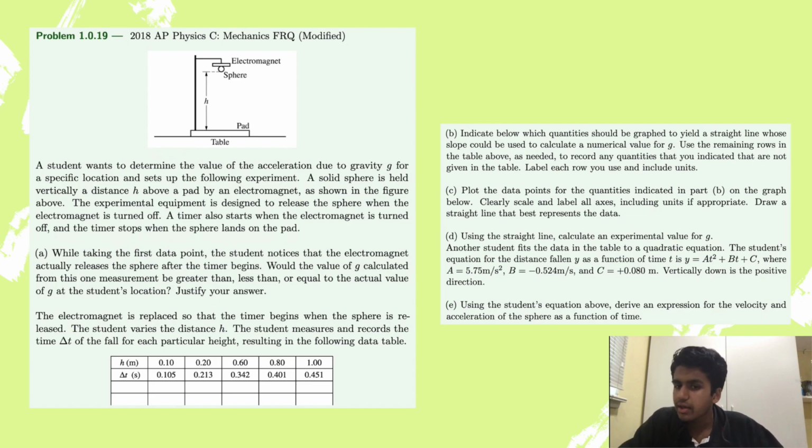The distance y fallen. And then we're given the constants for it, such as a, b, and c. And then using the equation, we want to write an expression for velocity and acceleration. So how would we do that? Well, we're given the position, and we know that velocity is the derivative of position with respect to time. So we simply differentiate the equation we're given for y.